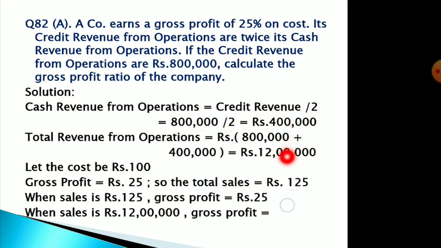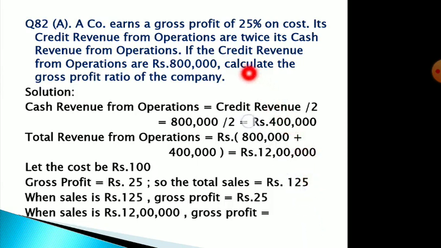Now the total revenue is equal to cash revenue plus credit revenue. So cash revenue is 4 lakh and credit revenue is rupees 8 lakh. So the total sales or the net sales we can say is rupees 12 lakh. Now the question is telling us that the gross profit is 25% on cost, but here no cost is mentioned. So let us assume that the cost is rupees 100. So what is the gross profit? 25% of 100, that is rupees 25. Then the sales is cost price plus profit, that is 100 plus 25 equals rupees 125.